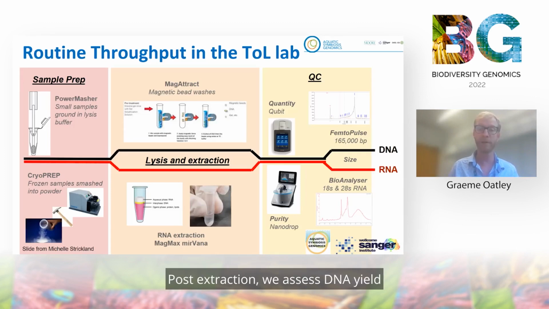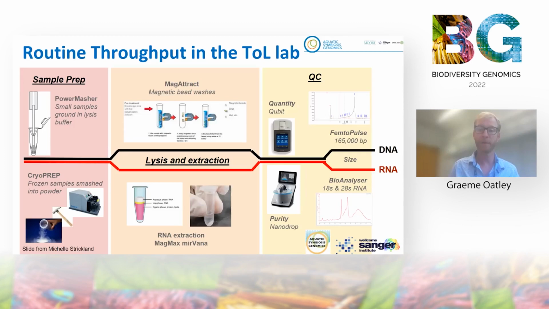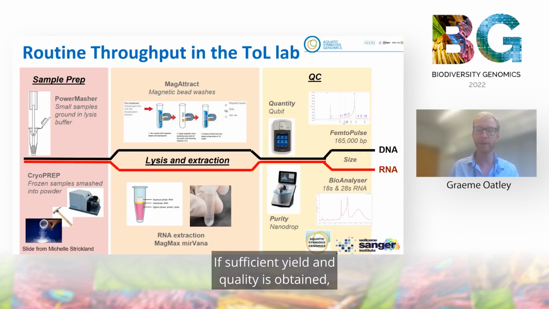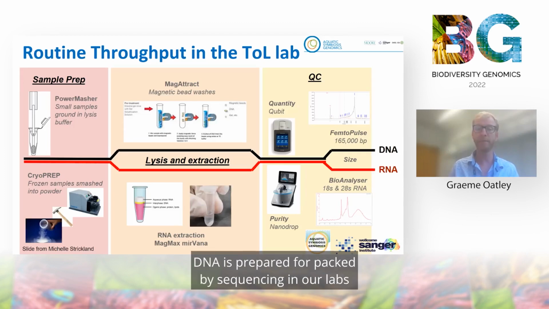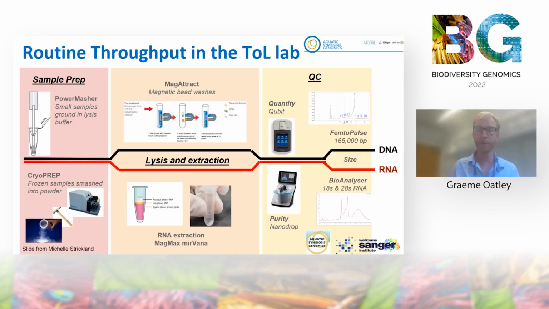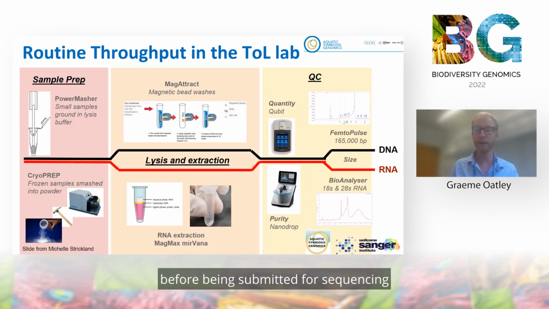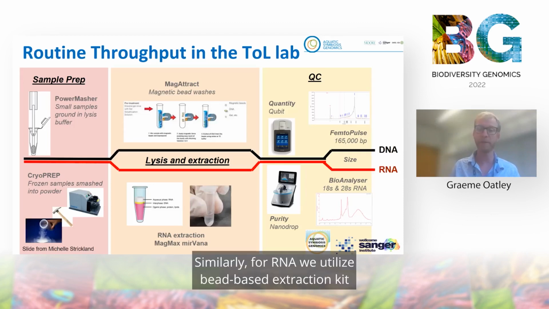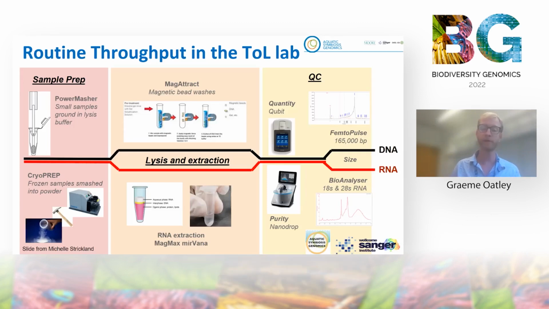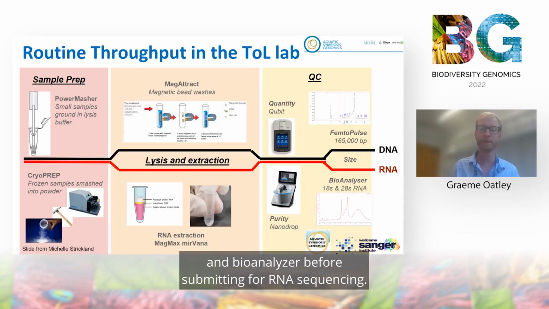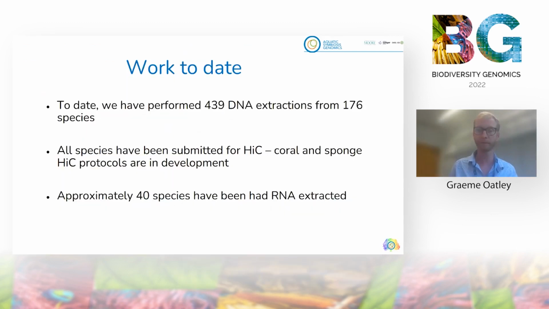Post-extraction, we assess DNA yield on the Qubit, and DNA quality on the FemtoPulse. If sufficient yield and quality is obtained, DNA is prepared for PacBio sequencing in our labs before being submitted for sequencing at another team at Sanger. Similarly, for RNA, we utilize a bead-based extraction kit and assess quality and purity using the Qubit, NanoDrop, and Bioanalyzer before submitting for RNA sequencing.